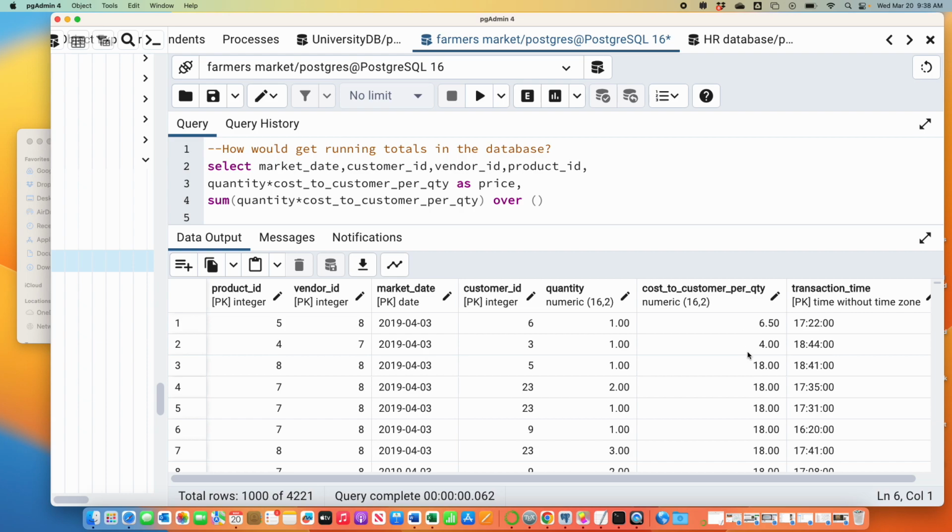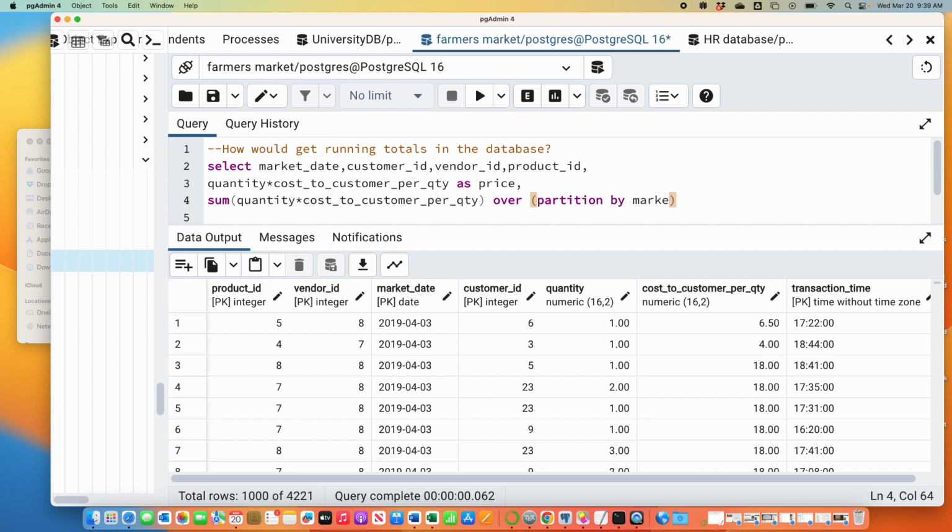The second purchase made cost $4. So if I just want to keep track of how much money is being spent at the farmer's market over time, I would want to know, oh, so $6.50 plus $4 is $10.50 at this time. And then plus another $18, plus another $36. If you want to keep track of a running total over time like that, that's what you want to do. So you want to sum these prices here over.